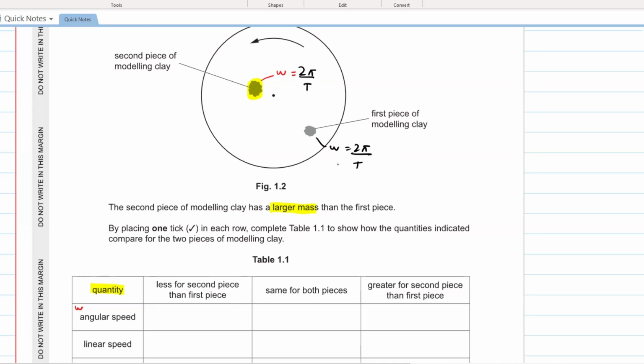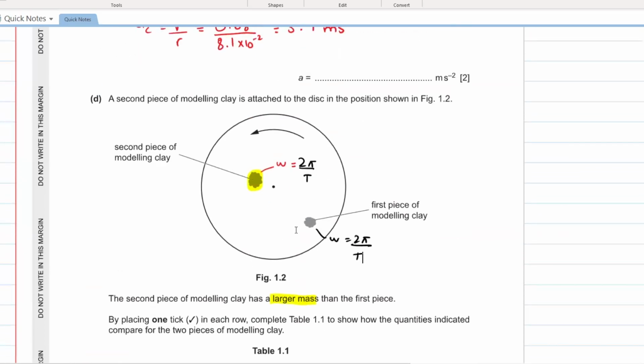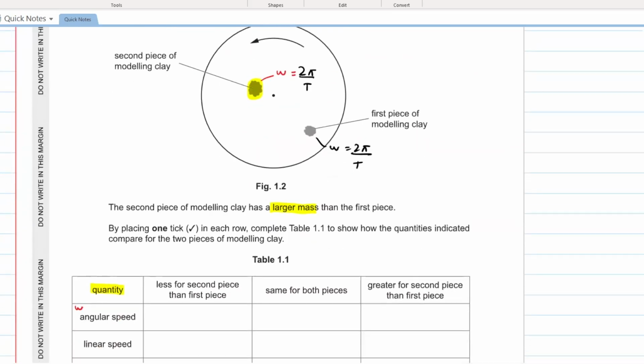Okay. Now, if you focus here, if you read this carefully, what is happening? A second piece of molding clay is attached to the disc in the position shown. Perfect. Now, this time period T for the larger molding clay and this time period T for the smaller molding clay will remain same. Sir, why is this the case? Why is this the case?